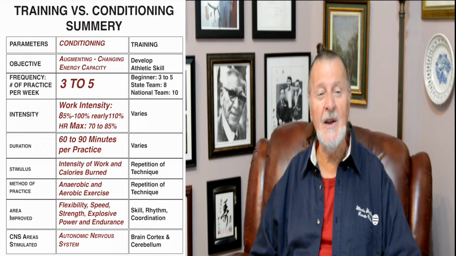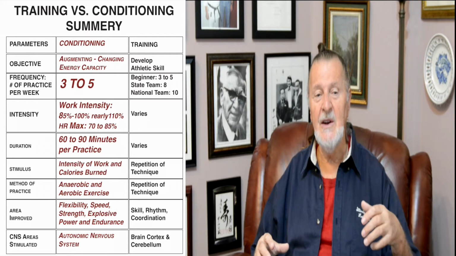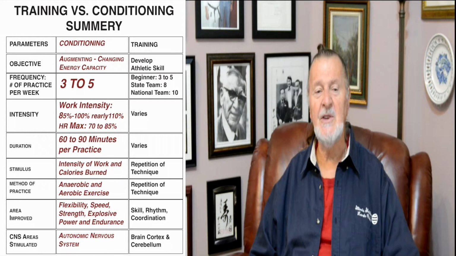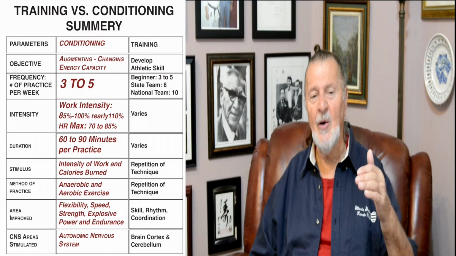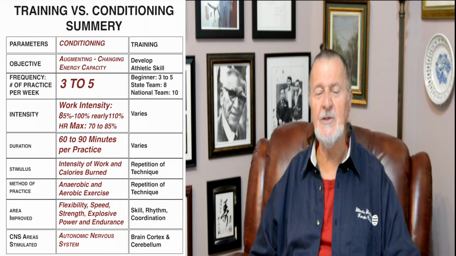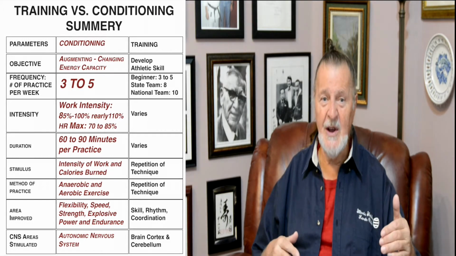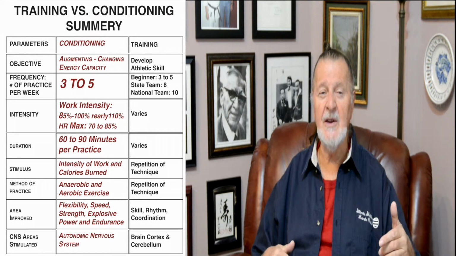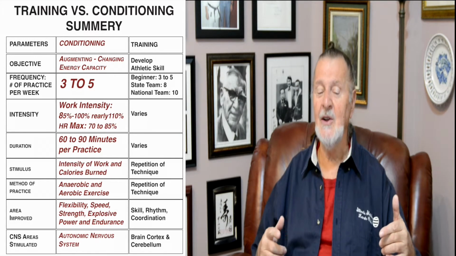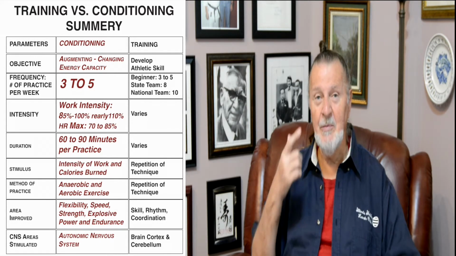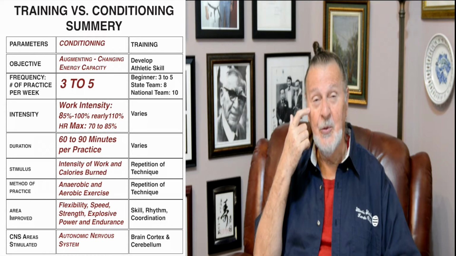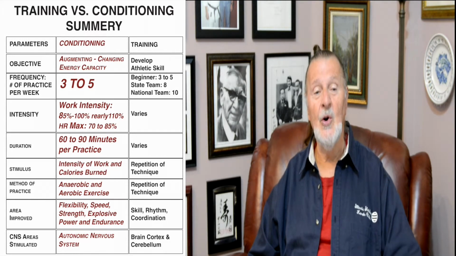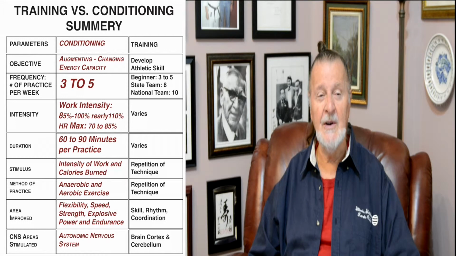Now, what are the areas that we are improving or want to involve? In conditioning it is flexibility, strength, explosive power, all those parameters that we just went through and showed. And in training, it is skill, rhythm, how we execute techniques, biomechanics, and coordination. I like to repeat again that the cerebellum plays a very important role in that part of learning.